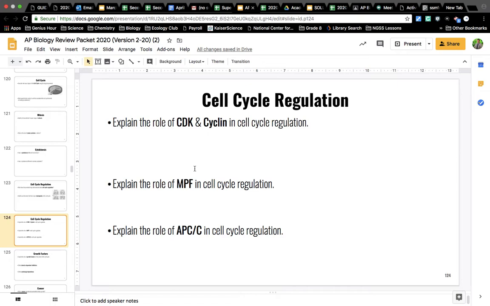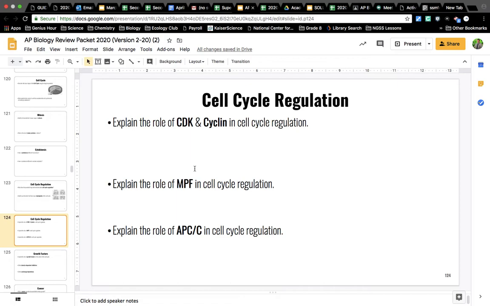Explain the role of APC/C. This is an important checkpoint during the M phase, and this molecule helps trigger the transition from metaphase to anaphase by targeting specific proteins for degradation.